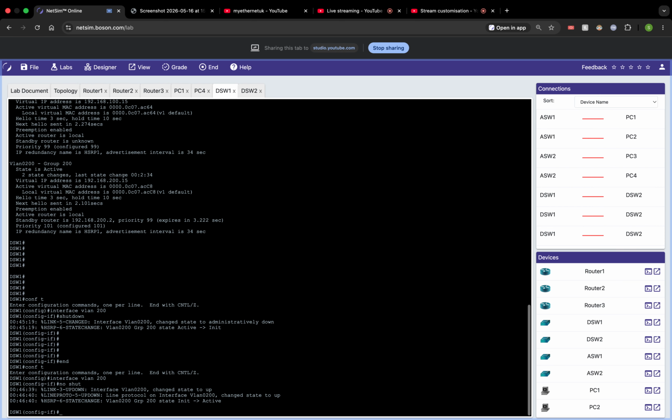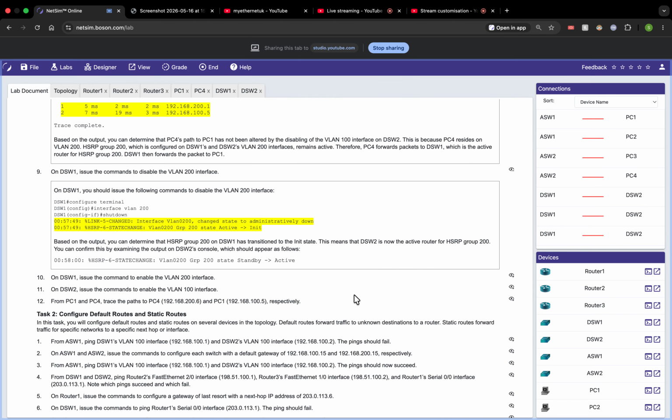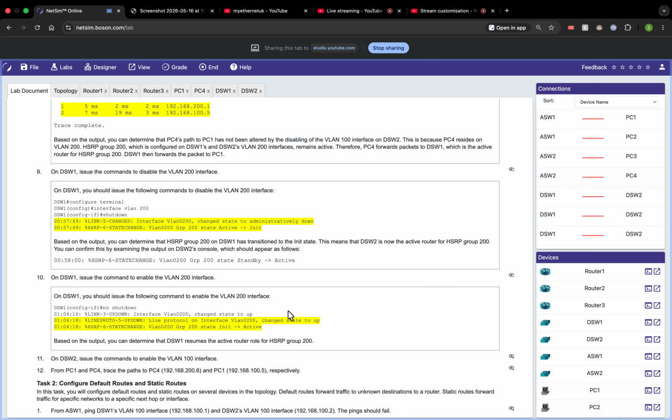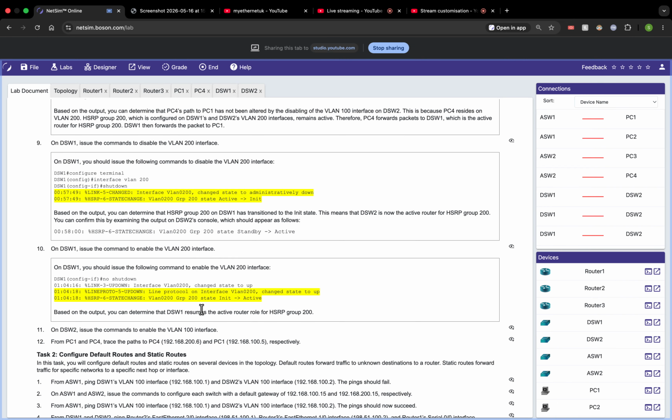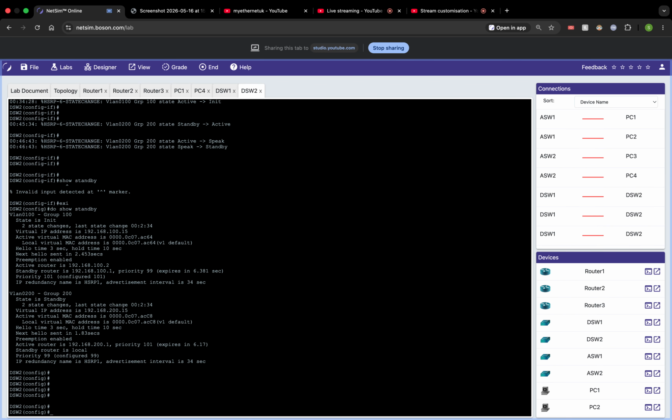Now on DSW1, issue the command to enable the VLAN 200 interface. So if we go here and re-enable that interface, what's going to happen? Let's have a look. End, conf t, interface VLAN 200, no shutdown.